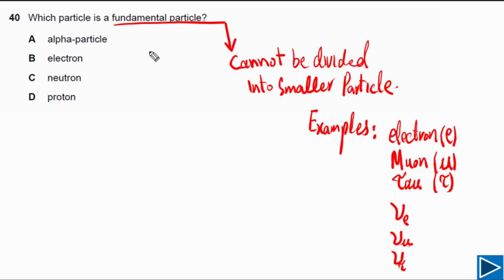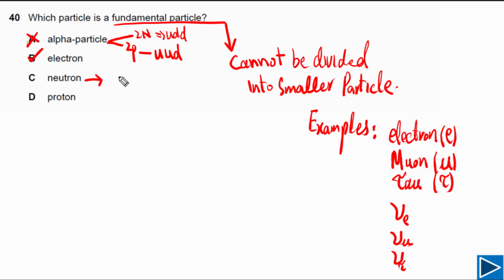Now let's try to answer this question. Alpha particle is not fundamental because it has two protons and two neutrons. It can be divided into smaller particles, and proton and neutron consist of quarks. For example, proton consists of two up quarks and one down quark, and neutron consists of one up quark and two down quarks. So this is not a fundamental particle, but electron is a fundamental particle, so this is our answer.